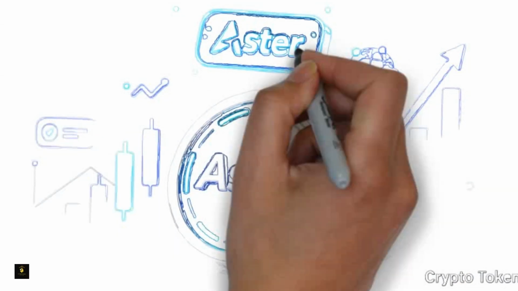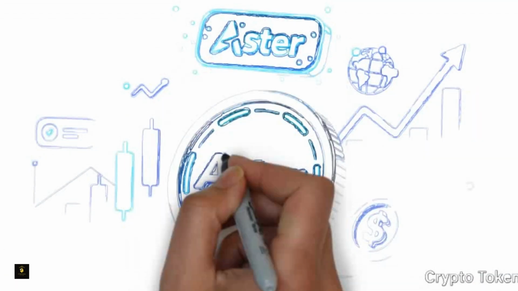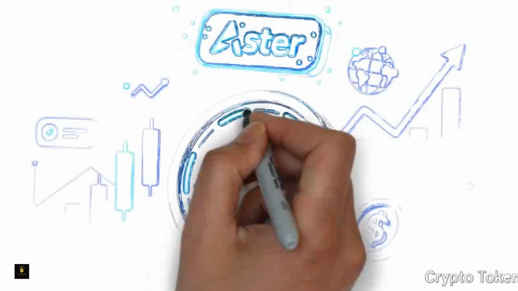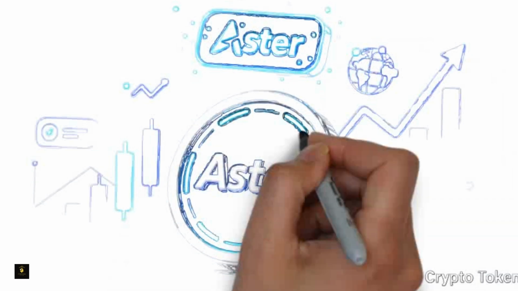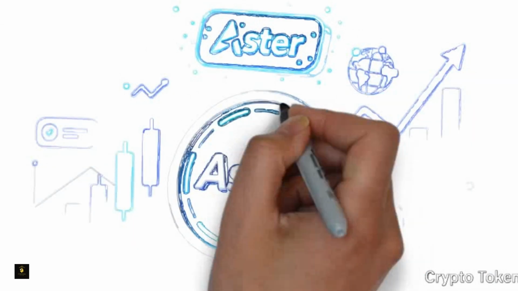4. Conclusion. Aster is more than just a DEX or a coin. It's an ambitious project aiming to build a verifiable data layer for Web3, with its DEX being one of the first major use cases for its technology and its AST token.